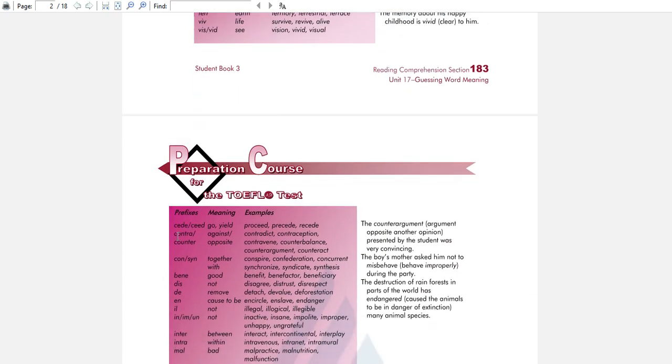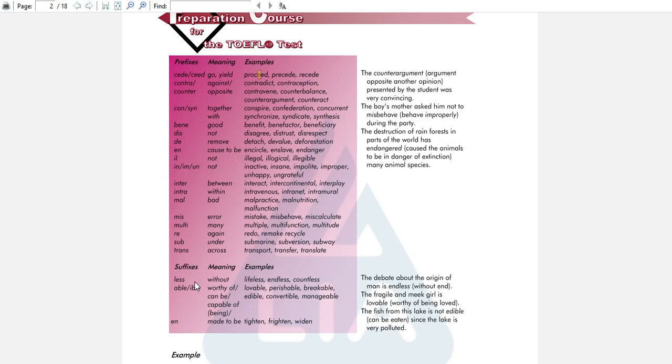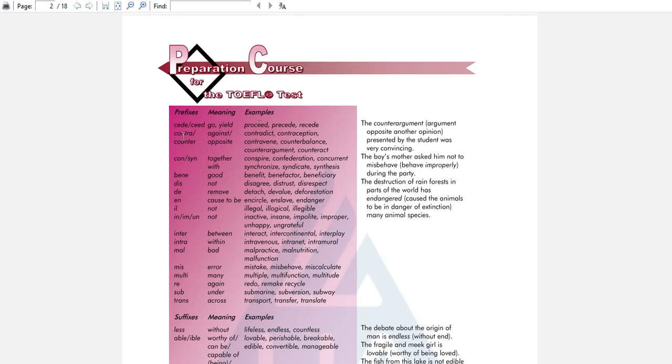Prefix can give us a clue for the difficult word. I mean the meaning for the difficult word. For example, this one is not a prefix, yeah. Seed is not a prefix, it is a suffix because it is at the end of the word. Prefix is at the beginning of the word. Suffix is at the end of the word. Prefix, for example, like contra or counter.